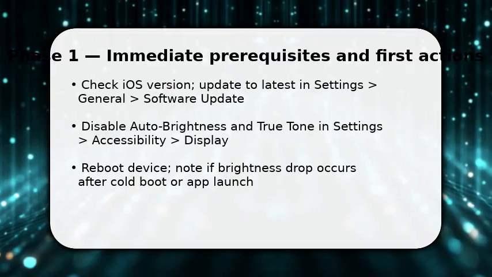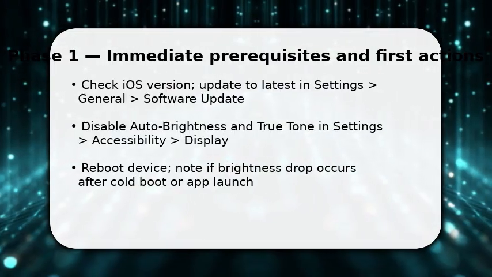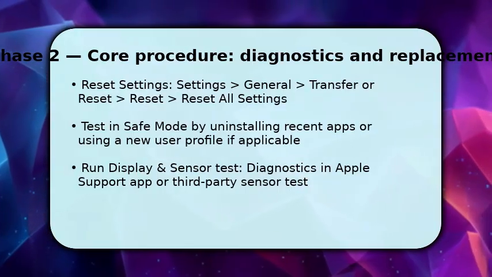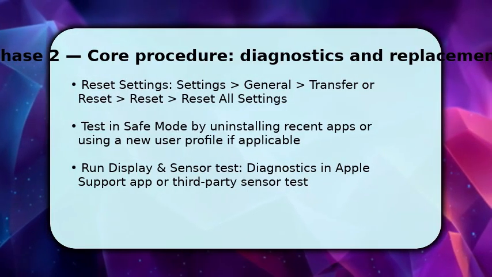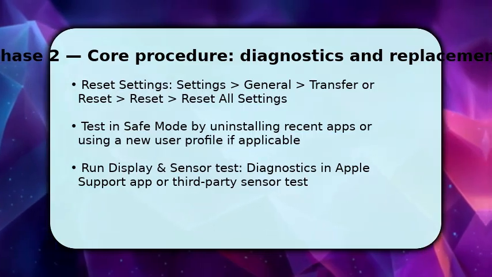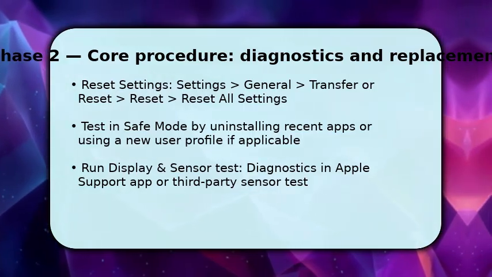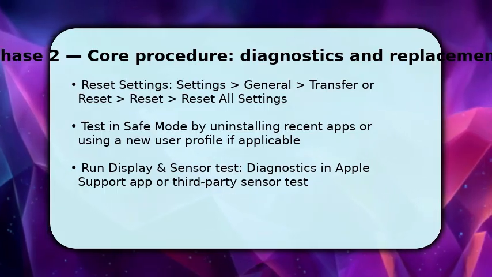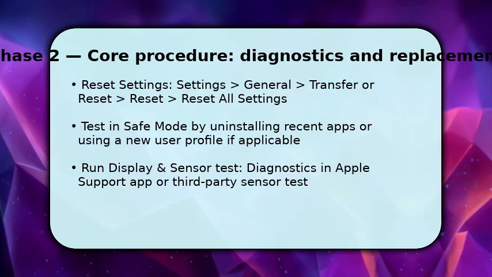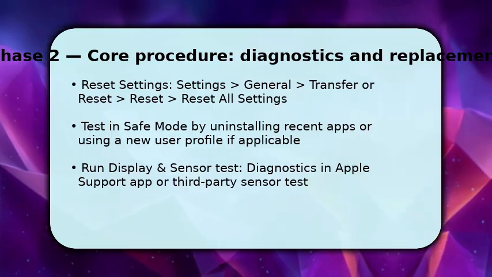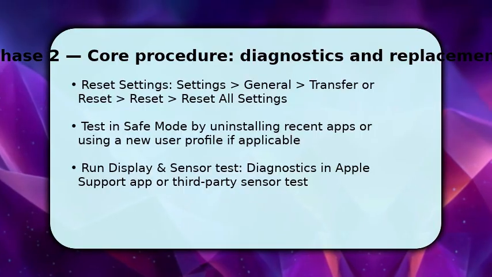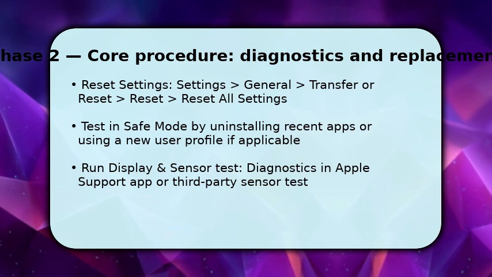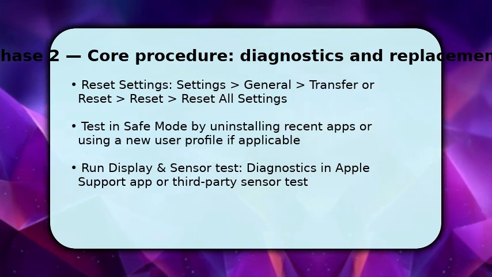Once you've isolated basic causes, move to deeper fixes. Reset all settings to restore display defaults without erasing data. This clears problematic configs. Remove or disable recent apps that request screen or sensor access, because some apps forcibly change brightness. Use Apple Support Diagnostics or a trusted third-party sensor test to read the ambient light sensor and PWM levels. This proves whether hardware is out of spec.